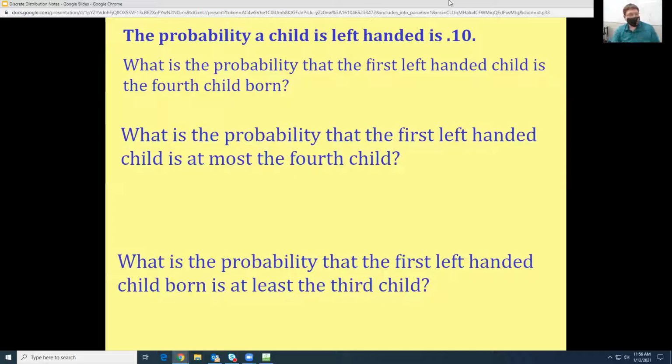All right, so this is going to be a geometric distribution. I'll show you the format of your answers. Just like with binomial, there's a certain thing you want to write down. So we're going to say this is a geometric distribution, and our percentage for this one is 10%. The probability of a child being left-handed is 10%. That's the success rate on this particular problem.